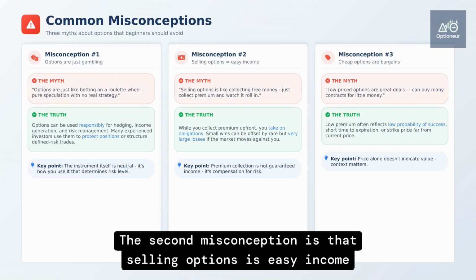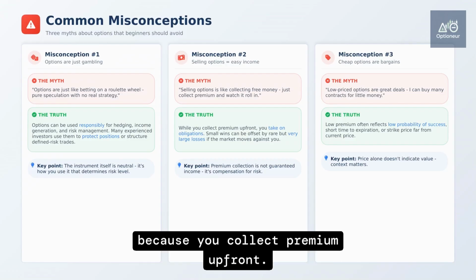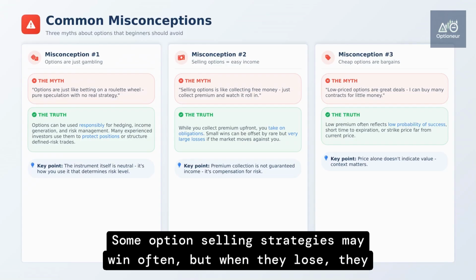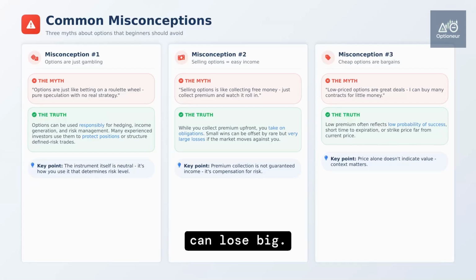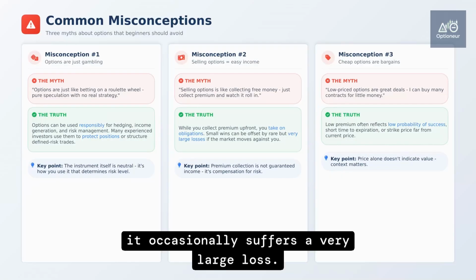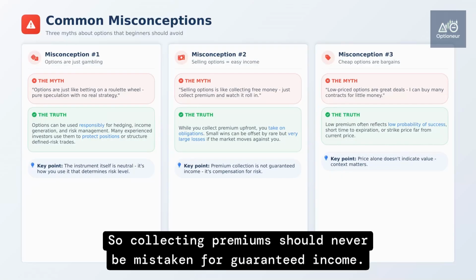The second misconception is that selling options is easy income because you collect premium upfront. This can be misleading. Some option selling strategies may win often, but when they lose, they can lose big. A strategy that makes small amounts regularly can still be dangerous if it occasionally suffers a very large loss. So collecting premium should never be mistaken for guaranteed income.